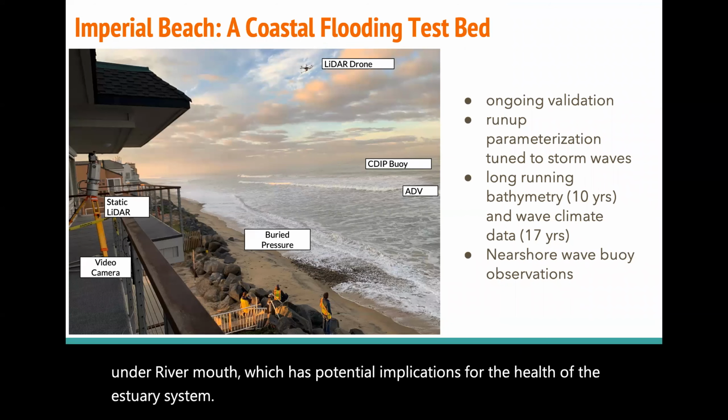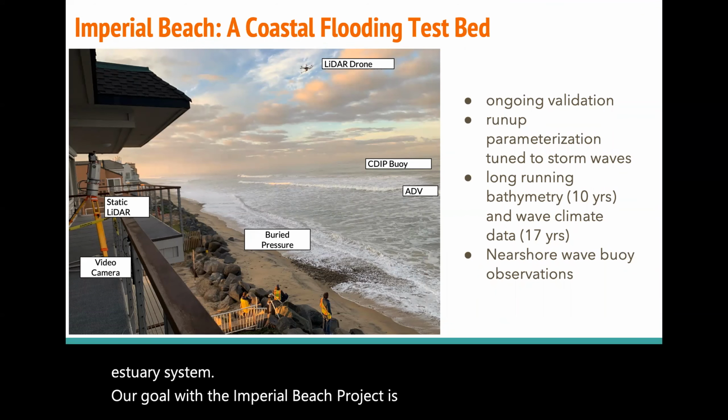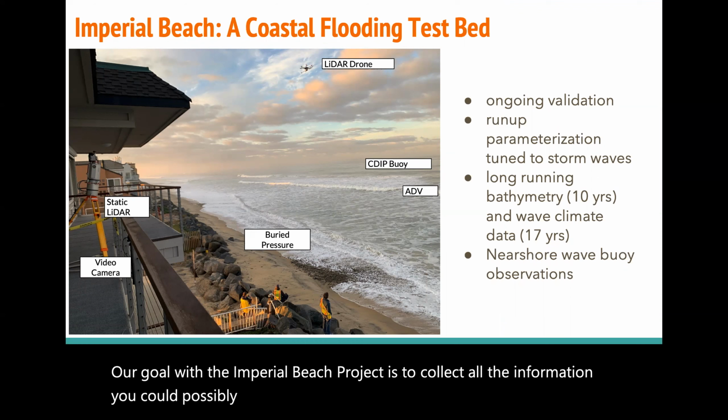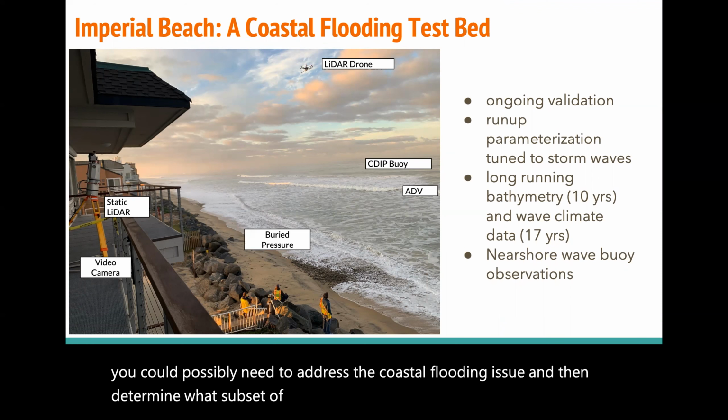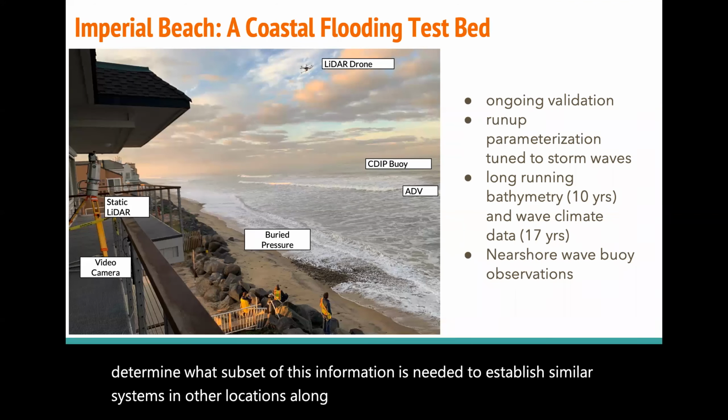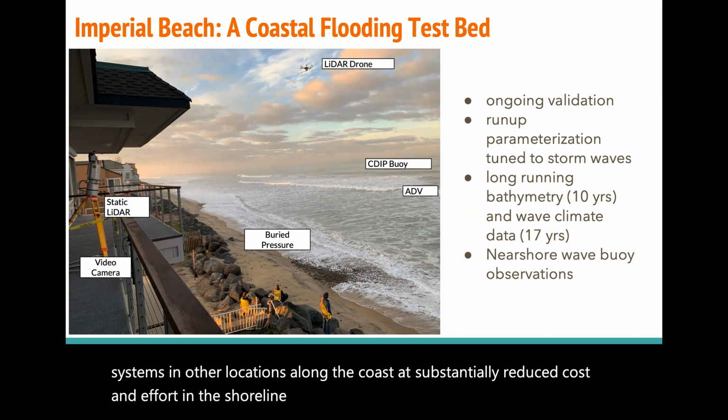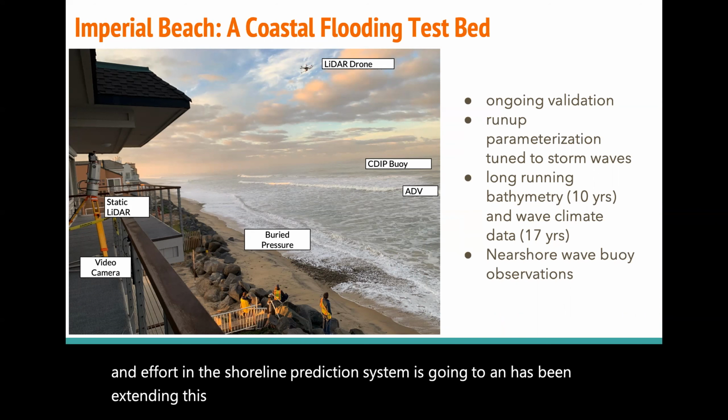Our goal with the Imperial Beach project is to collect all the information you could possibly need to address the coastal flooding issue, and then determine what subset of this information is needed to establish similar systems in other locations along the coast at substantially reduced cost and effort. The shoreline prediction system is going to, and has been, extending this strategy to state parks and beaches in California.